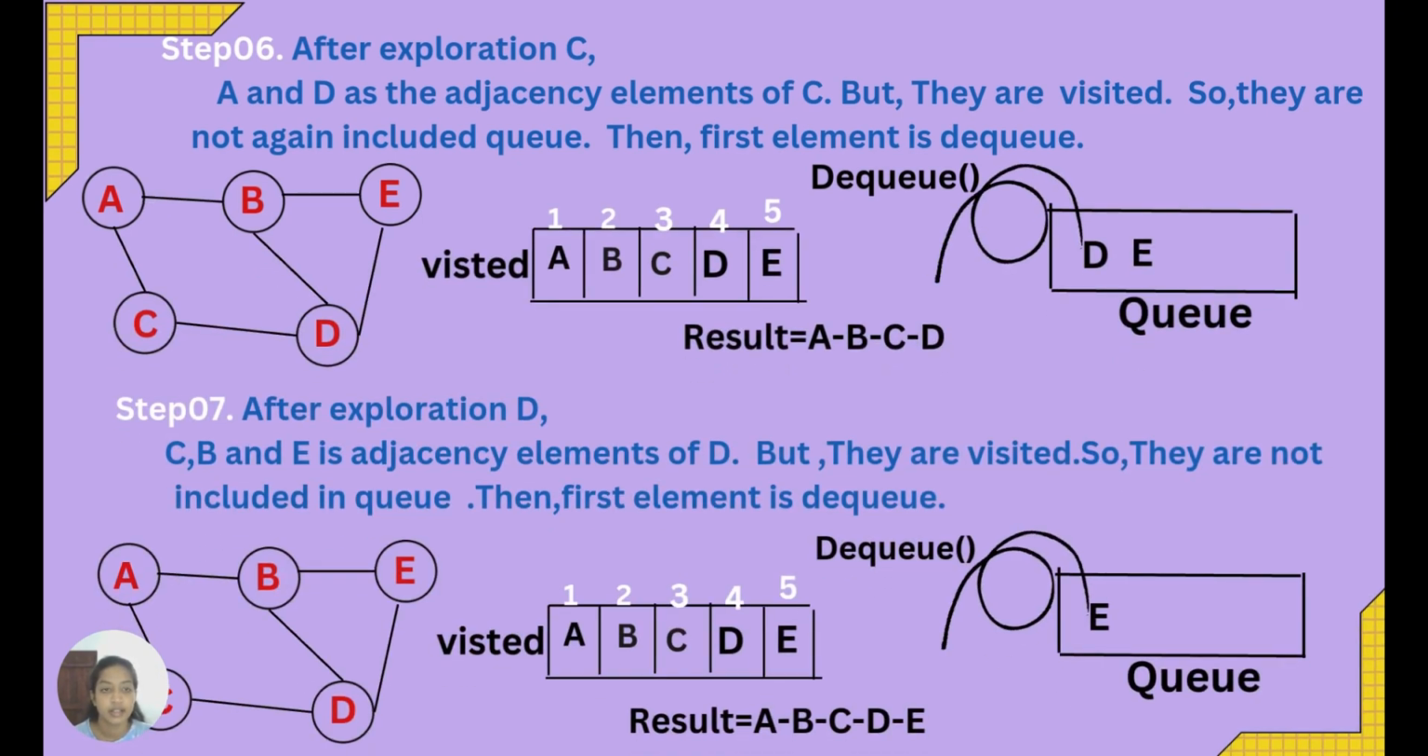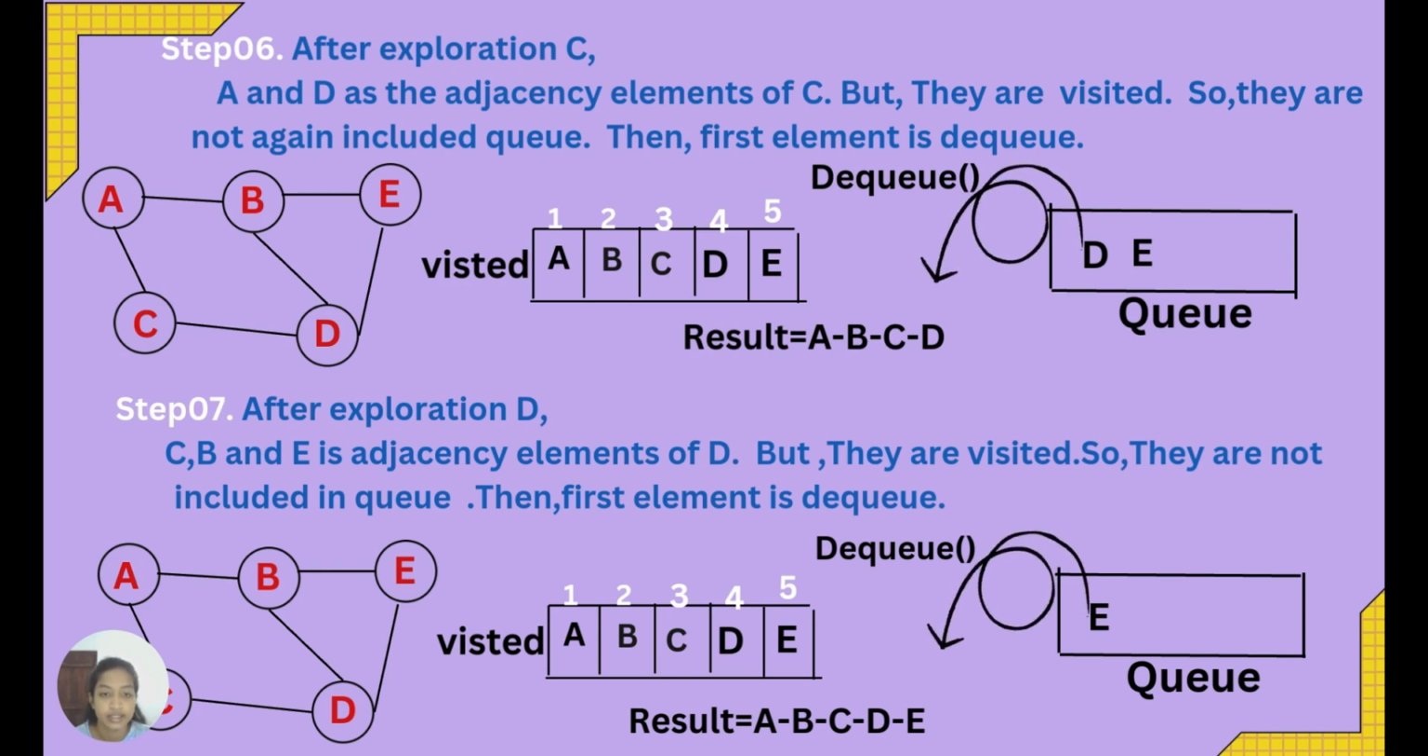Step 6: after exploring C, A and D are the adjacency elements of C, but they are visited. So they are not included in the queue again. Then the first element is dequeued. So the visited array is A, B, C, D, E. Result is A, B, C, D.